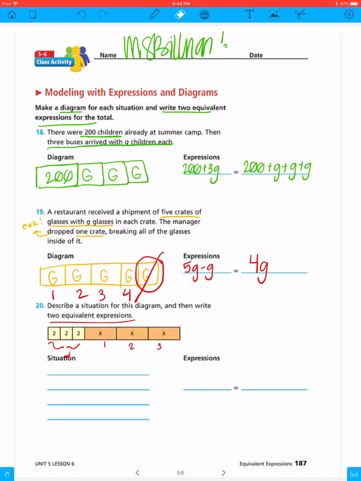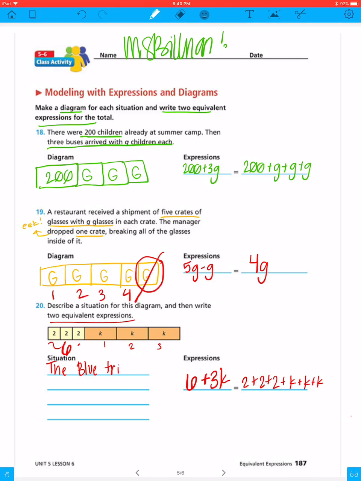But total between those 2, 4, 6, I have 6 within the 2s. So what could I do with that? Now I need a situation, but I'm going to write my expression. So 6 plus 3K, or I could write 2 plus 2 plus 2 plus K plus K plus K, or I could do 4 plus 2 plus 2K plus K, I could do many things.